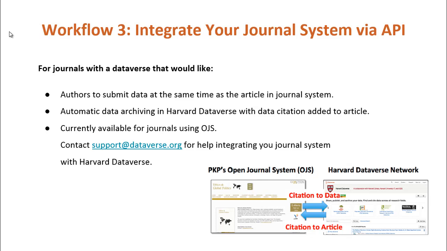Workflow 3 is integrate your journal system via an API to any Dataverse installation. Harvard's Dataverse is using this integration right now, and we have another installation in Indonesia that has an open journal system, and they are also going to be attempting to use the API for their authors to share data. In this instance, authors submit the data at the same time as the article in the journal system. It's automatic data archiving in Harvard's Dataverse with a citation added to the article, and it's available for journals in the open journal system. Now, this project is in collaboration with the Public Knowledge Project.